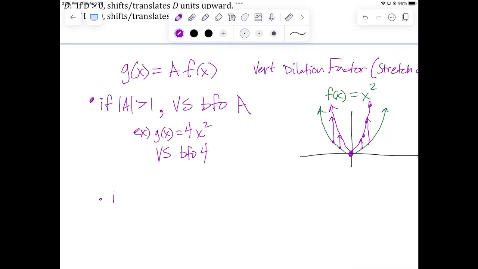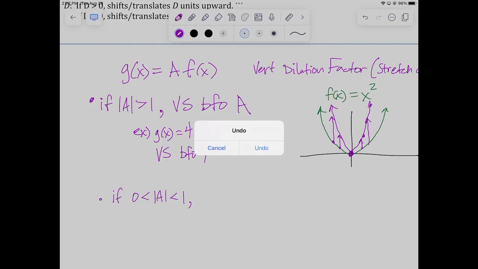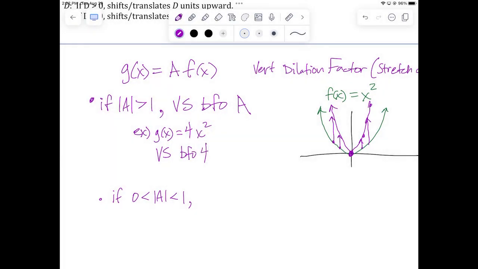What if then the absolute value of A were between 0 and 1? Like 1/2, or 1/3, or 1/4, or 2/3, or 5/8, or anything less than 1 but greater than 0. That's going to be a vertical, guess what? Not stretch, but compression by a factor of... And then here's the kicker. It's going to be by a factor of 1 over the absolute value of A. This is just the reciprocal.